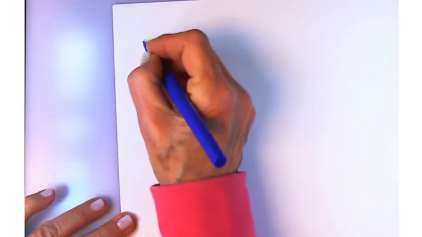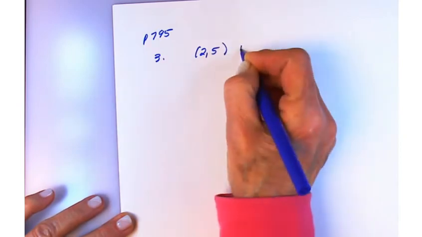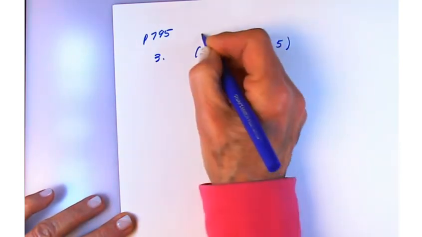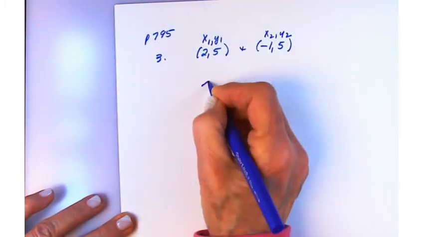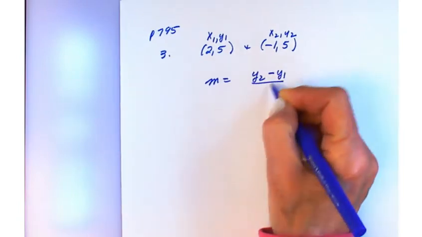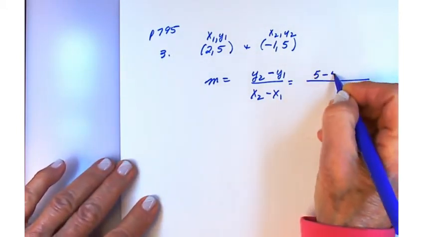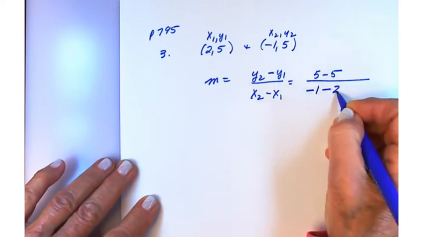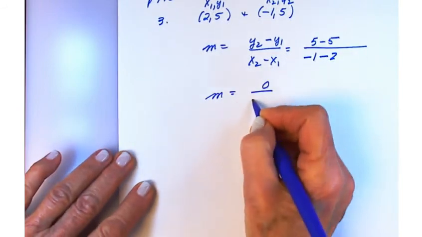We're going to look at page 795, number 3, and my points are (2, 5) and (-1, 5). So x1, y1, x2, y2. My slope equals y2 minus y1 over x2 minus x1, and that gives me (5 minus 5) over (-1 minus 2). Well, wait a minute, I'm getting a 0 in the numerator. So 0 over -3.